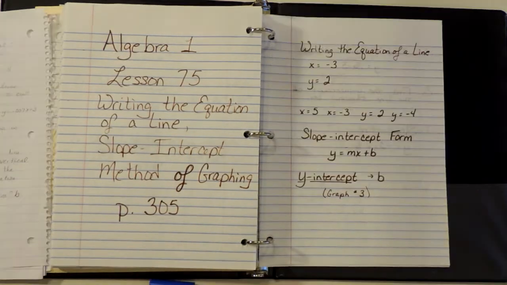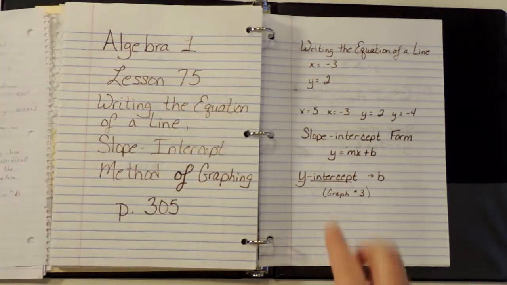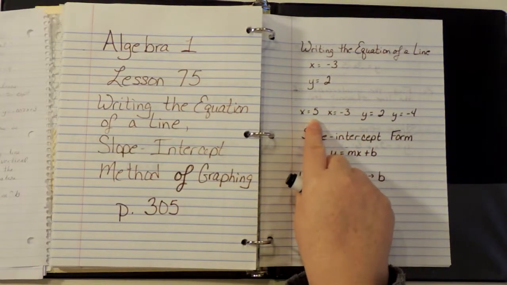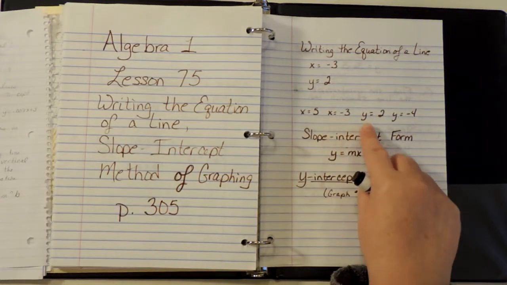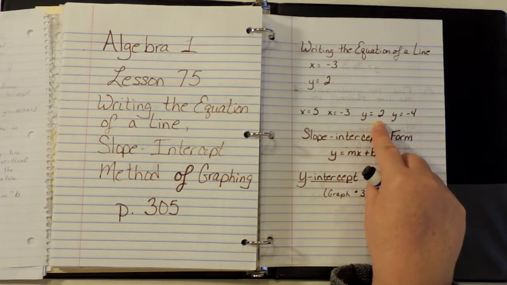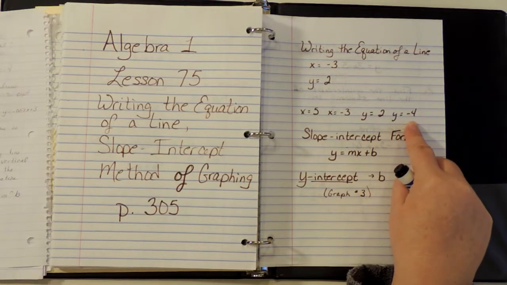Right? The equations of vertical and horizontal lines are easy to recognize. We have x equals 5, which would be a vertical line. X equals -3 is a vertical line. Y equals 2 would be a horizontal line. And y equals -4 would be a horizontal line.